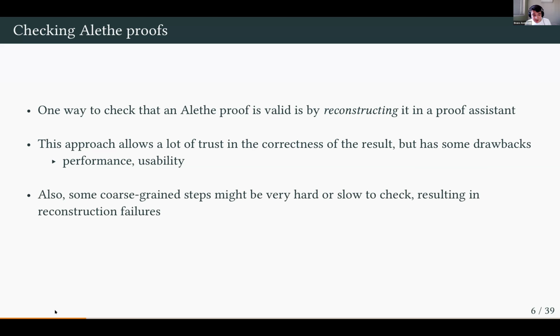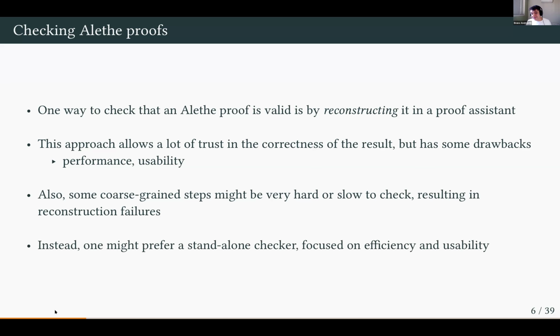Another issue is that sometimes, since proofs can be very coarse-grained, you might have a proof that's very hard or very slow to check, and that can result in reconstruction failures. So maybe you have a proof that just takes a very long time to check in the proof assistant and it times out. Or maybe you have some complicated step that the proof assistant doesn't have support for checking, so it also fails in that way.